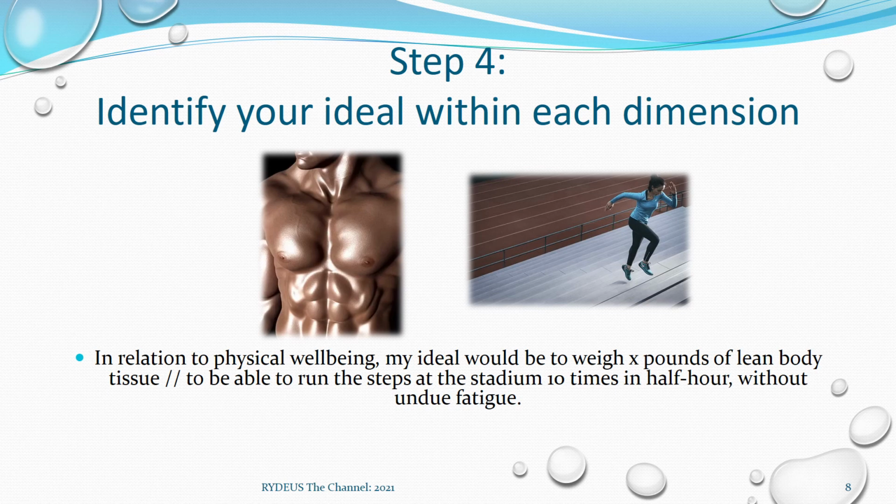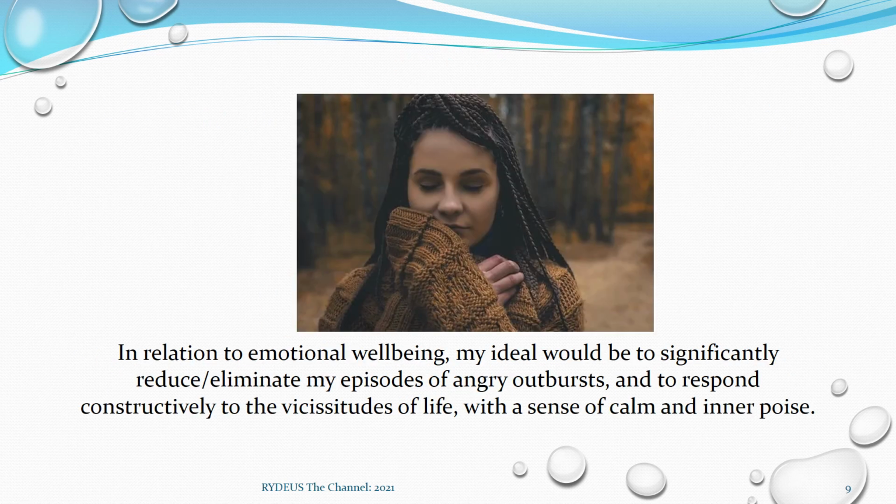So I have a clear sense of how I would like things to be in terms of either my physical appearance or body structure, or my ability to achieve certain tasks. And that's what you're required to do in step 4 for all areas. Identify what might be your ideal and make a clear statement on it.